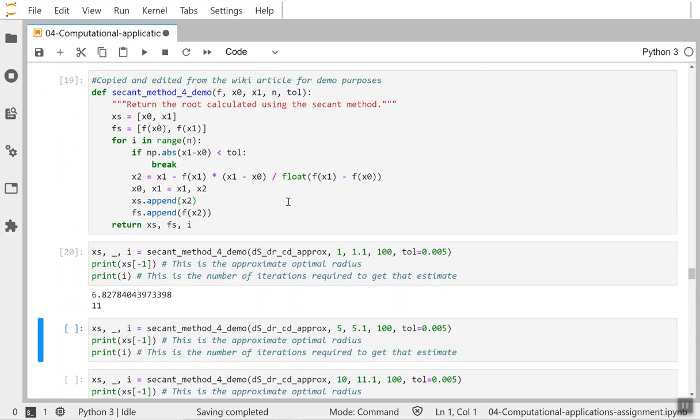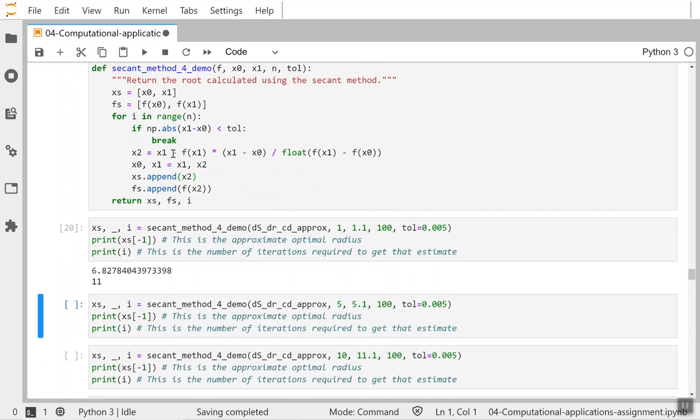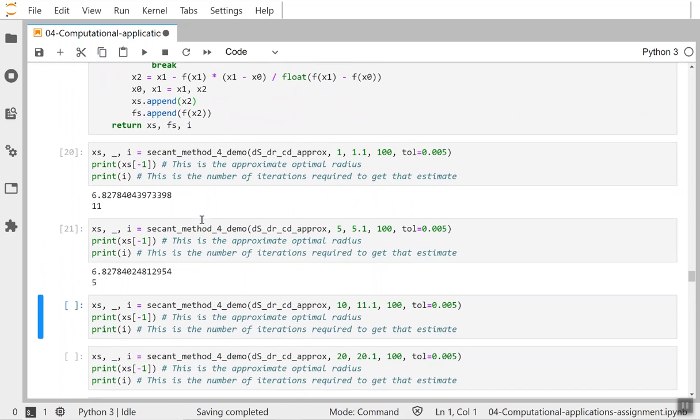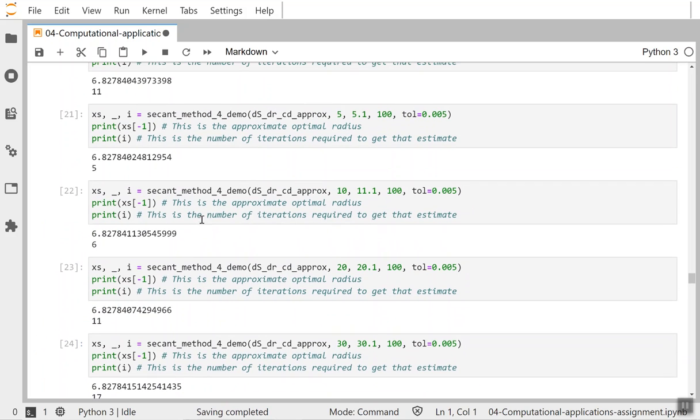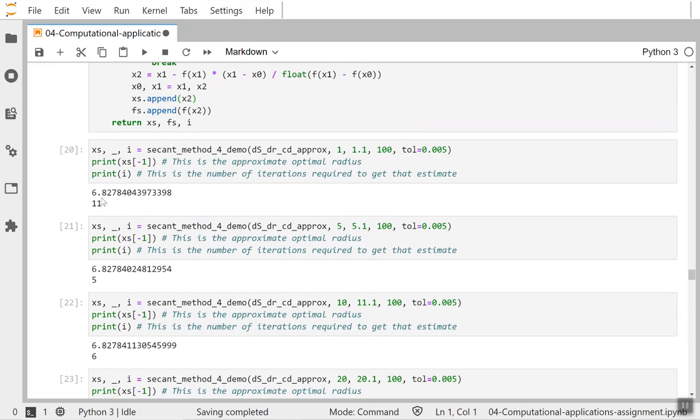So I will just run through the code, and I'm just again producing this edited version of Secant Method for demo. And notice I have 6.8. If you were to round this would be 6.83. It took 11 iterations.